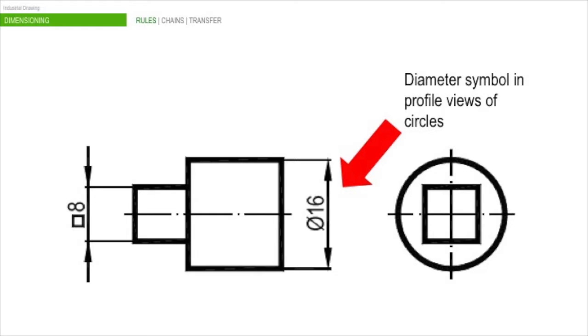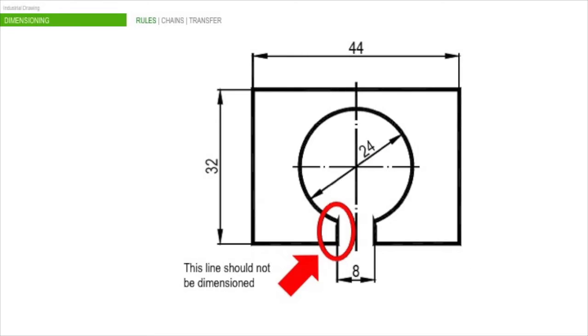Be careful with sections in profile views. In this case, the circle seen in a profile view is seen as a line, so we must use the diameter symbol before the figure, before the measurement. We have to take into account manufacturing processes when dimensioning.